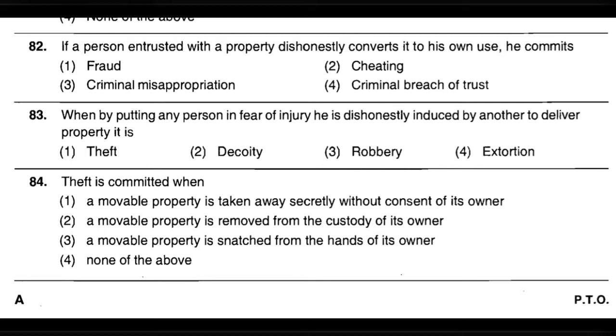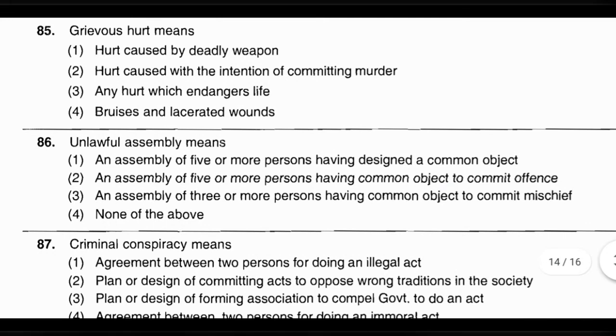Now question number 84. Theft is committed when option number 1, a movable property is taken away secretly without consent of its owner. Option number 2, a movable property is removed from the custody of its owner. Option number 3, a movable property is snatched from the hands of its owner, and option number 4, none of the above. And the correct answer is option number 1, that is a movable property is taken away secretly without consent of its owner.